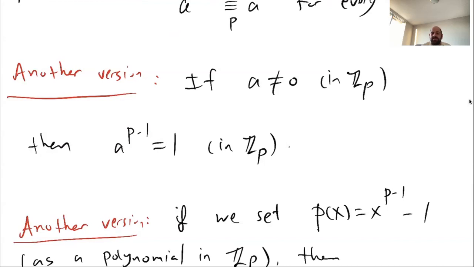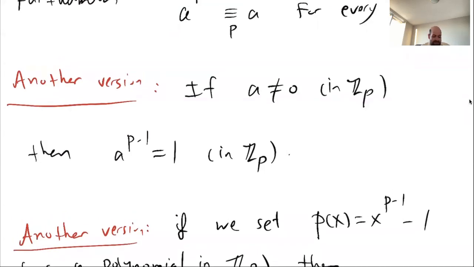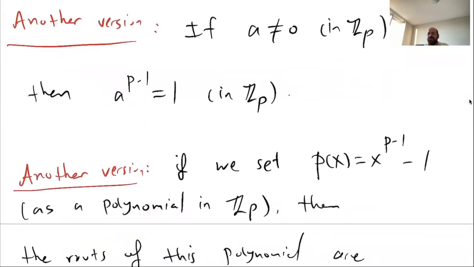Every number except 0. Because Fermat's theorem says that for every number a except 0, a to the power p minus 1 equals 1. But what is the meaning of a to the power p minus 1 equals 1? It means a to the power p minus 1 minus 1 equals 0, which means p of a equals 0.